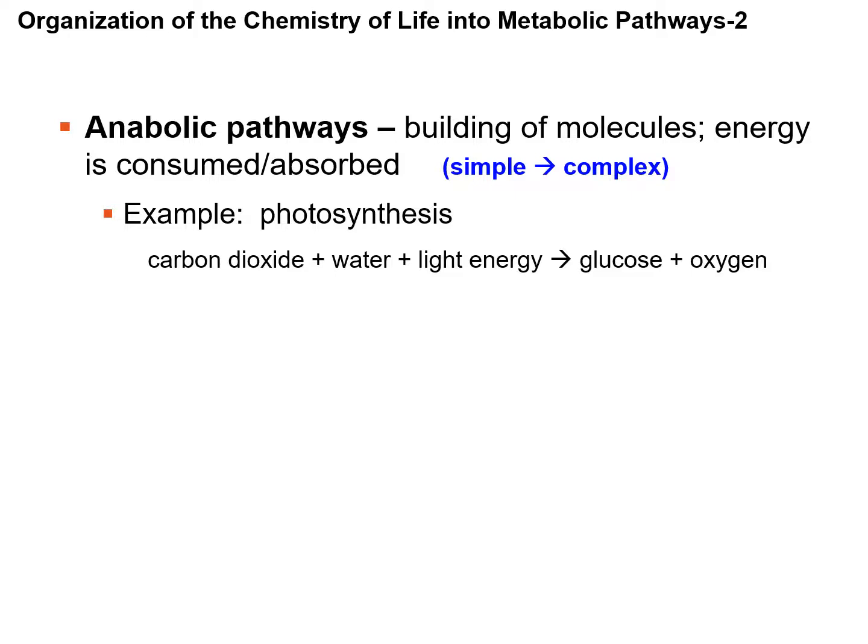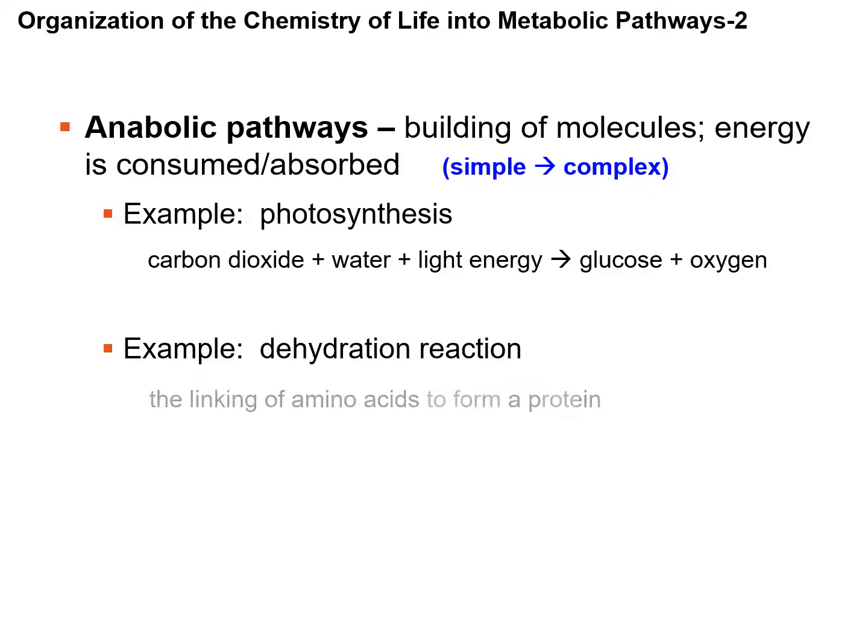to synthesize glucose. Another example of an anabolic pathway is dehydration reaction. For example, individual amino acids are linked together via a series of dehydration reactions to synthesize the protein polymer. In both examples, note how the starting reactant or reactants are always simpler than the product.